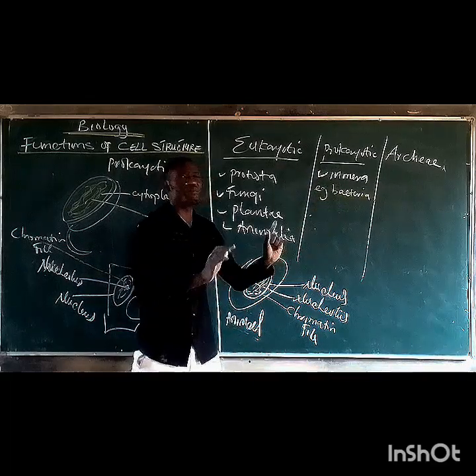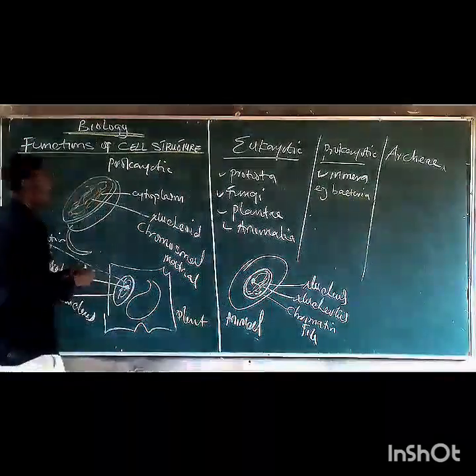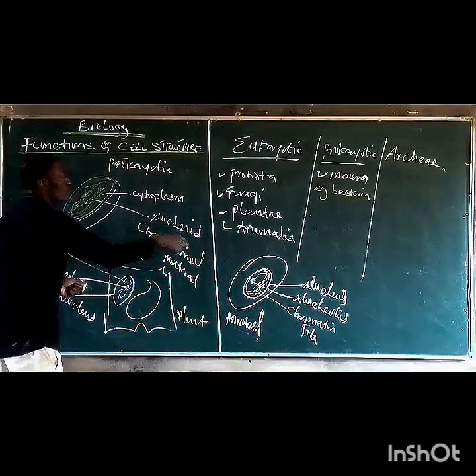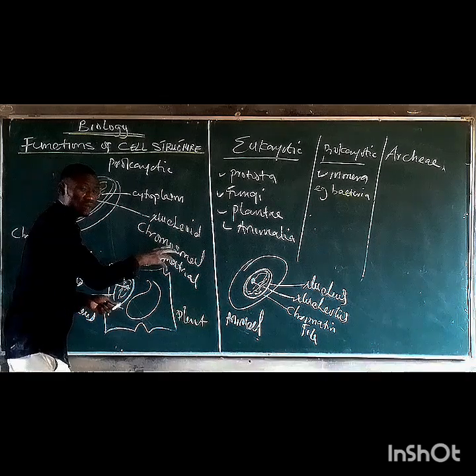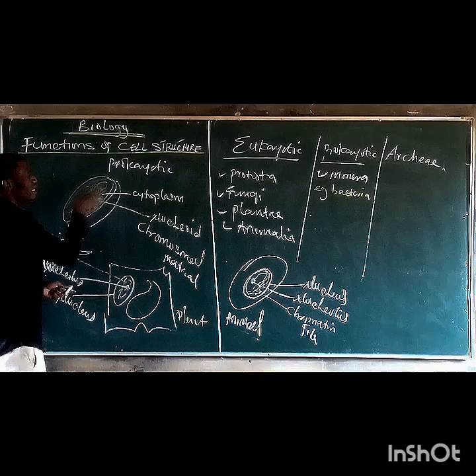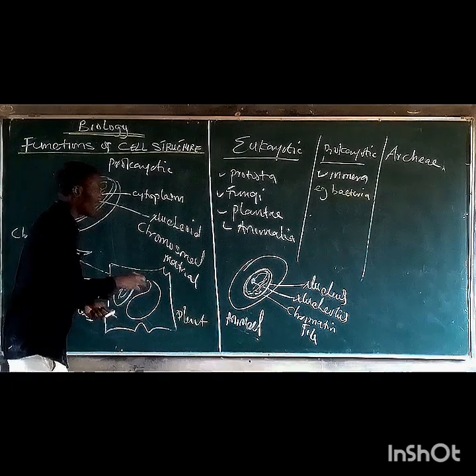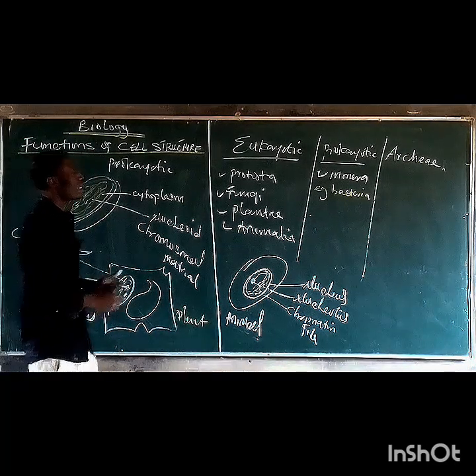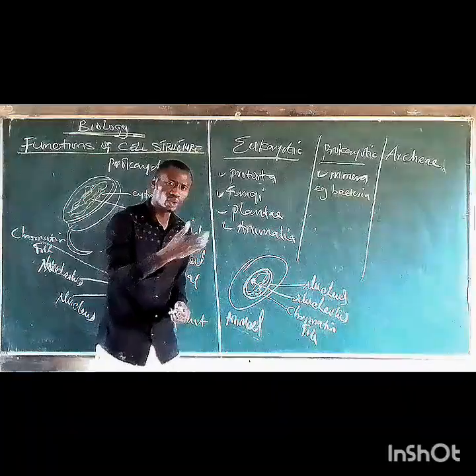But for the prokaryotic organisms, which are majorly bacteria, this is a bacterial cell, you notice that the nucleoid, the genetic material or chromosomal material, is embedded in the cytoplasm, scattered in the cytoplasm. That is why we can say that they lack a true nucleus.